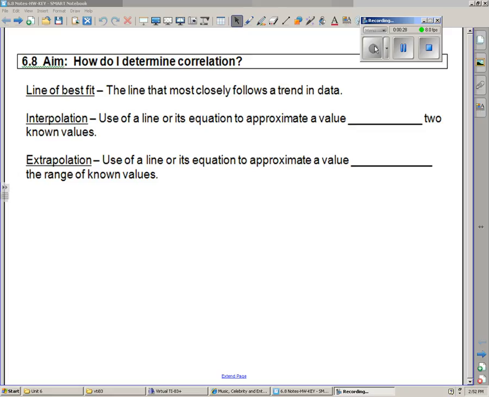But line of best fit is just going to be the line that most closely follows the trend in the data. Lines of best fit can be positive, negative. There might be no correlation, so it might be a very weak negative or a weak positive.